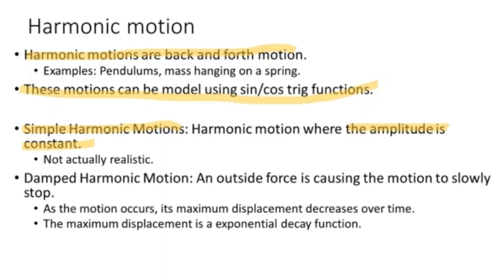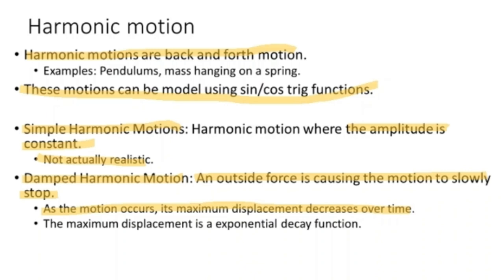The problem with simple harmonic motion is that it's not actually very realistic. The reason why the motion isn't realistic is because of friction. Friction hinders the motion, and as that object begins to swing, it loses energy due to this friction. The more realistic version of simple harmonic motion is damped harmonic motion. In a damped harmonic motion, an outside force is causing the motion to slowly stop. We can still model damped harmonic motions as we've seen in the previous example, but the thing we would have to look out for is that the amplitude or maximum displacement is decreasing over time.